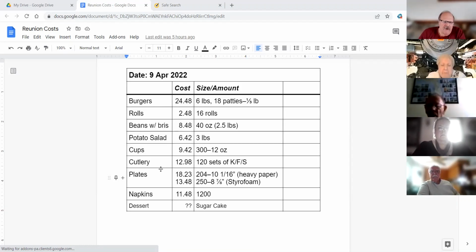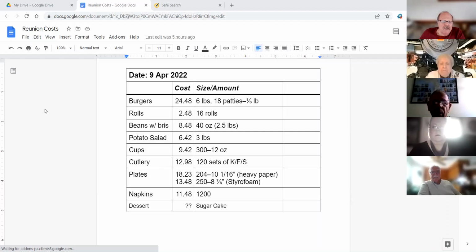And there's a whole bunch of different paper plates that we can use, but those are 2 examples. And there's some napkins, and I don't know the price of a sugar cake if you want to get that. But those are some of the prices at our local Sam's Club. So that's one of the things. Any questions, any comments that y'all want to make about that?